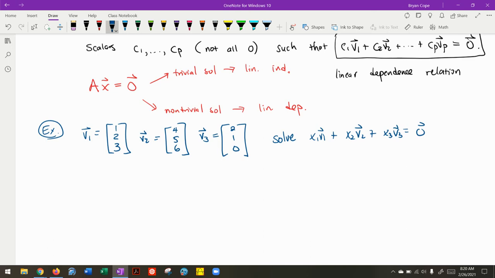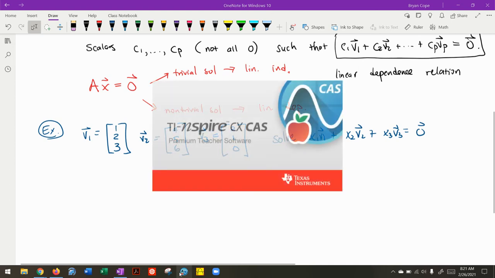Or another way of phrasing that is, is any of the vectors in this set a linear combination of the other vectors? In other words, can I make v1 out of the other two vectors? Can I make v2 out of the other two vectors? Can I make v3 out of the other two vectors? If any one of those questions is yes, then the set is linearly dependent, and there is a linear dependence relation, meaning there are scalars that we can put in front of the three vectors to arrive at the 0 vector.